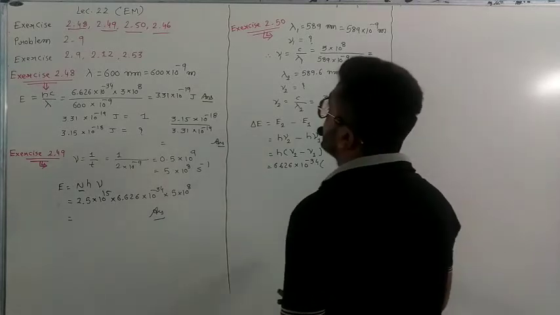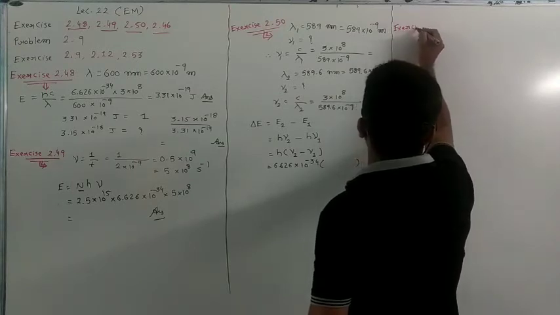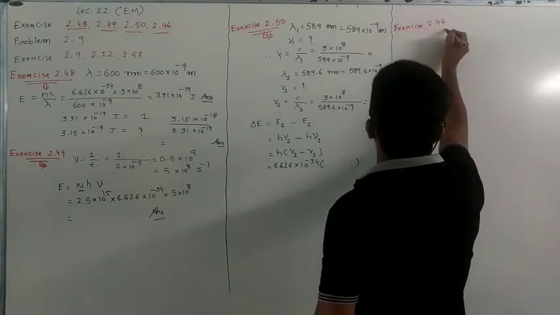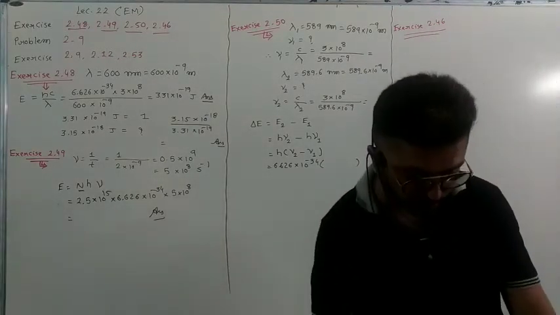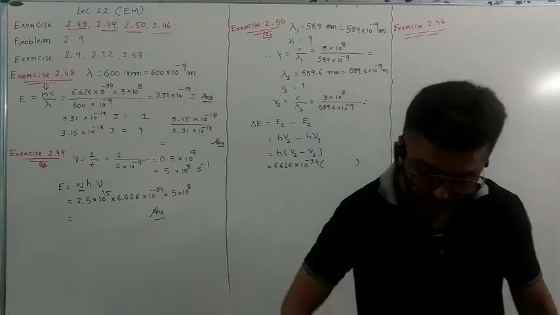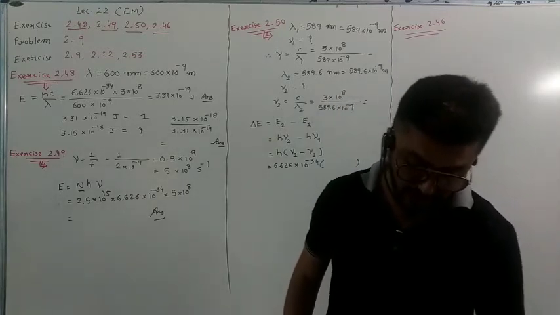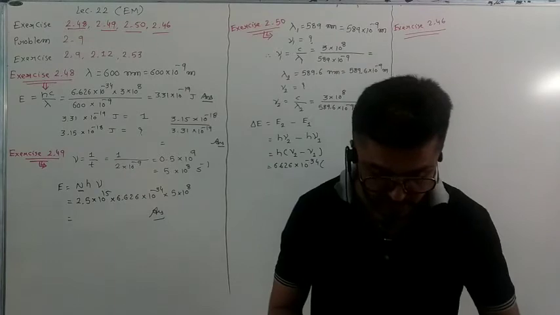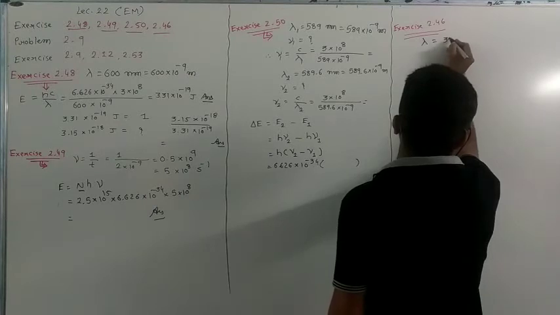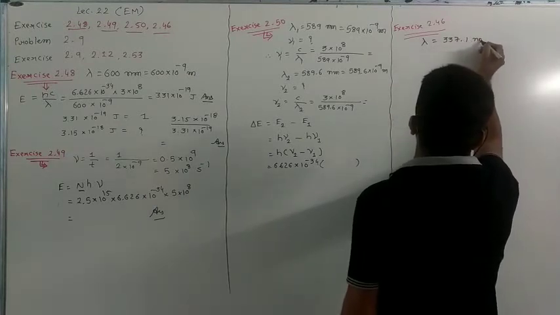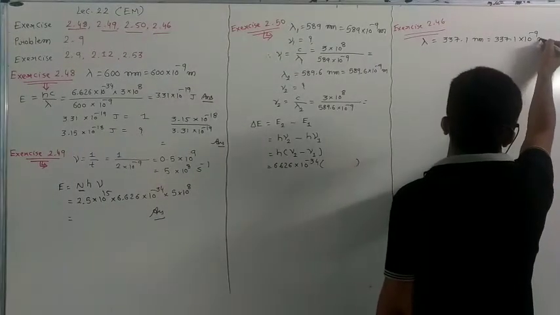Then we will see exercise number 2.46. What is it, 2.46? Now we will see this important point. Very good example again. Nitrogen laser light produces a radiation at a wavelength of 337.1 nanometer. So lambda is equal to 337.1 nanometer, which is 337.1 into 10 raised to minus 9 meter.